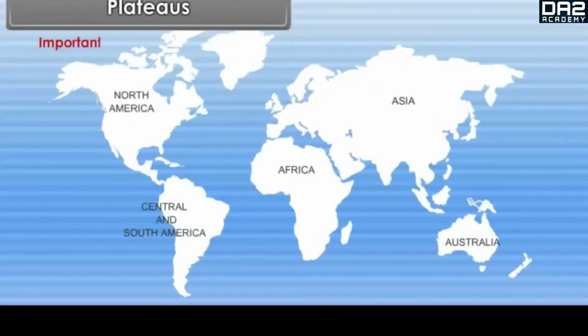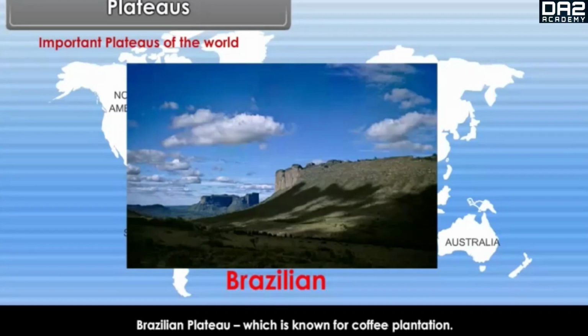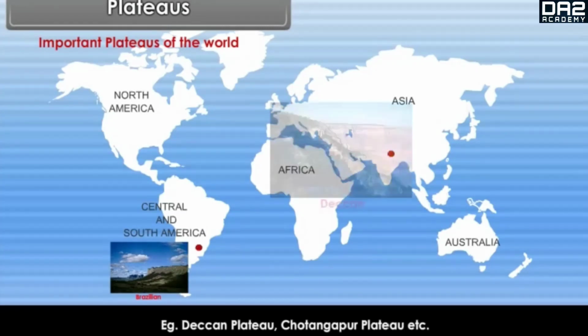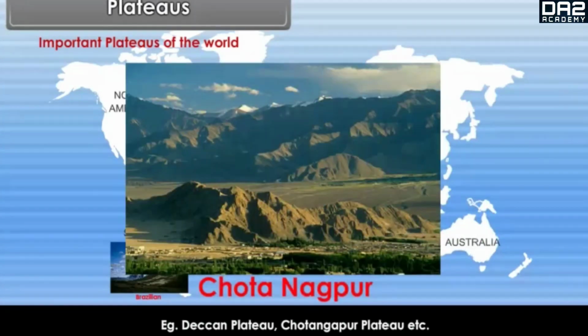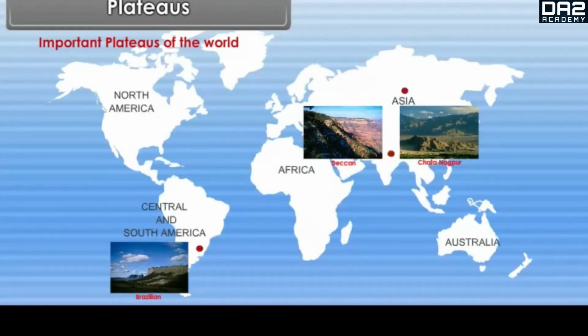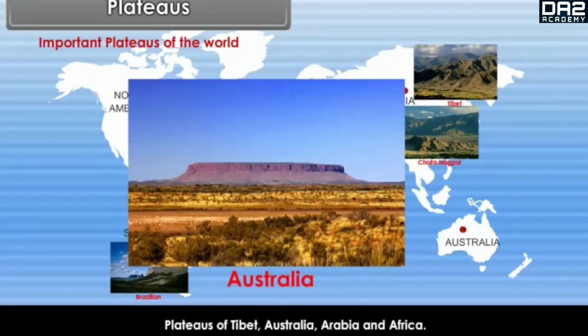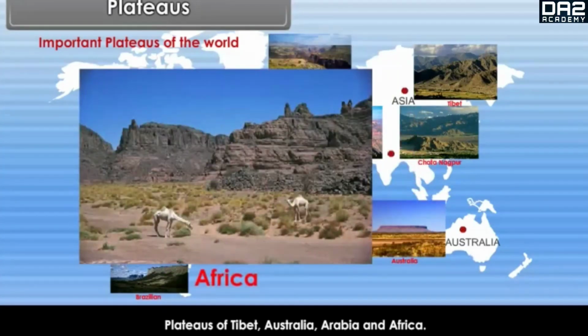Some of the important plateaus of the world are as follows: Brazilian Plateau, which is known for coffee plantation. Indian plateaus are rich in mineral resources. Example: Deccan Plateau, Chota Nagpur Plateau, etc. Plateaus of Tibet, Australia, Arabia, and Africa.